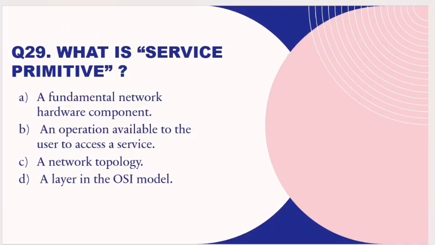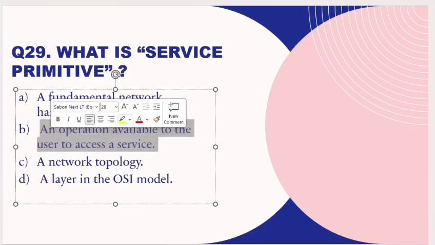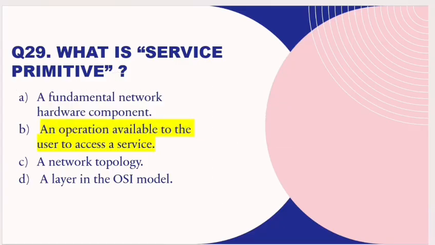Moving on to the 29th question, what is service primitive? Option A, fundamental network hardware component. Option B, an operation available to user to access the service. Option C, a network topology. Option D, a layer in OSI model. I hope you all have guessed the answer right. The correct answer for this question is option B, an operation available to the user to access the service.